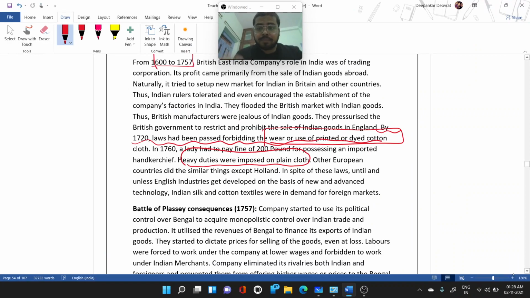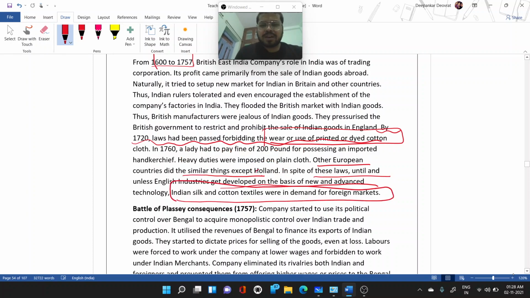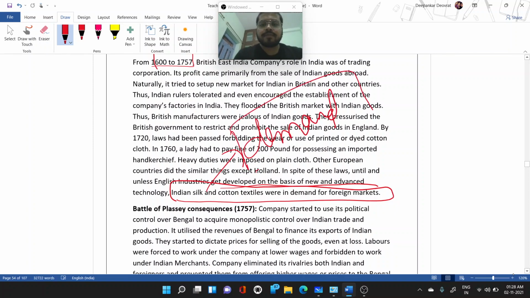So the British government applied heavy import duties on imported products. Other European countries, except Holland, also applied certain kinds of import duties. In spite of these laws, until English industries developed on the basis of new advanced technologies, Indian silk and cotton textiles were in demand in the foreign market. Until industrialization came, even after the heavy import duty, Indian cotton and silk textiles were in demand in the foreign market.